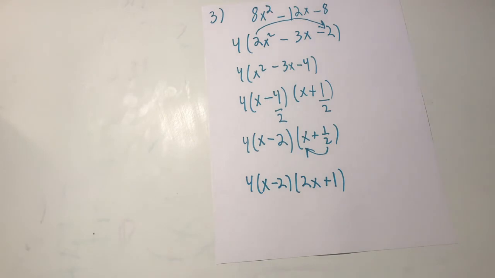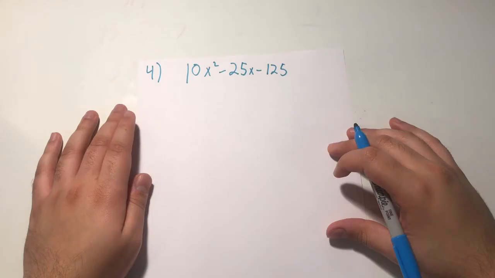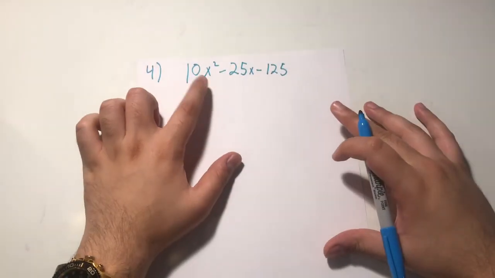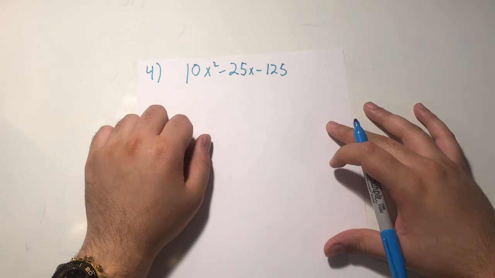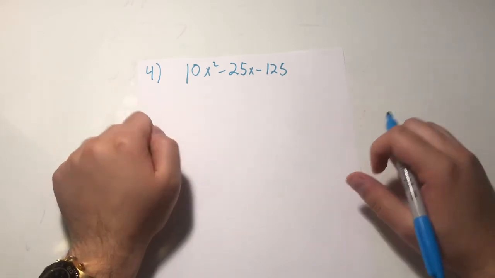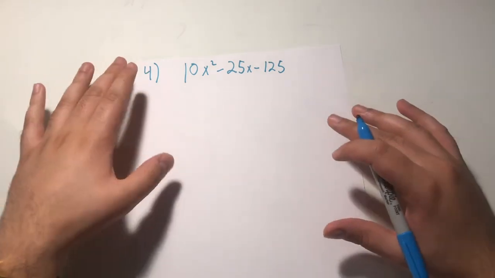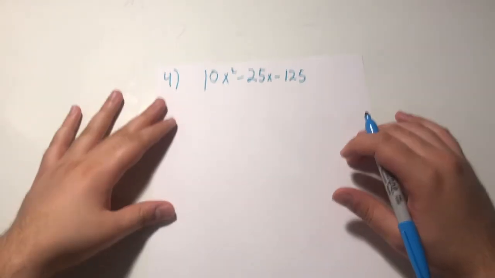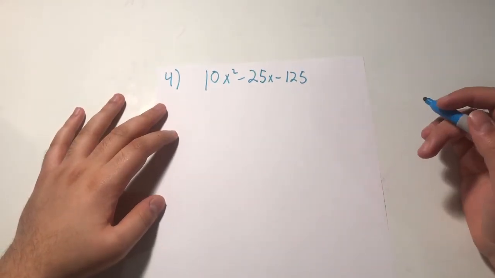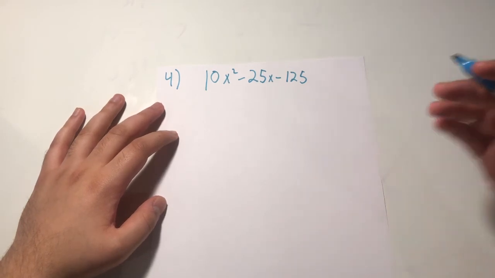Simple as that. Let's just go through one last example, and then I'll do an overview. So here we have 10x squared minus 25x minus 125. These steps should be pretty repetitive at this point. Repetitive is good. It means you're getting it. You know what to look for.